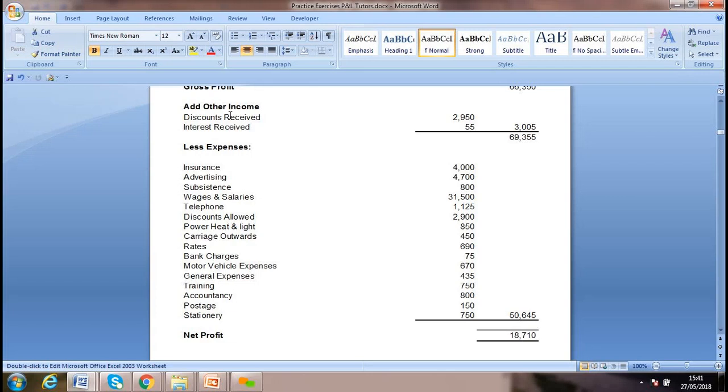These are all expenses. We minus them from our total gross profit after other income, and we'll get the net profit. So how much is the profit we have? 18,710 pounds we have as a profit. So that's called the profit and loss account. So in your assignment, we need to prepare the trial balance, which we prepared. We need to prepare our profit and loss account like this, and we need to prepare our balance sheet.